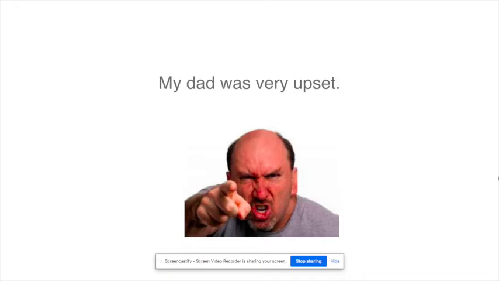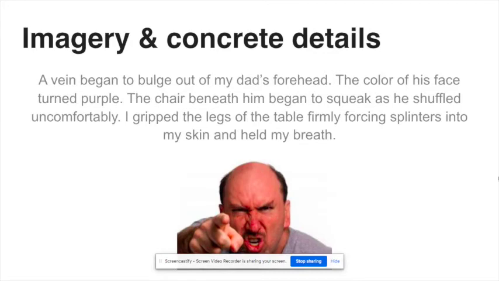Here's another example of a telling statement. My dad was very upset. Again, this is an example of labeling the emotion. One way you could get around this is by using imagery and concrete details. So here's an example of how you could inject a little bit of life into that statement.